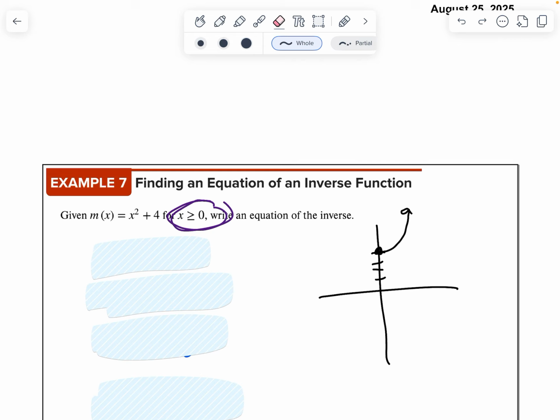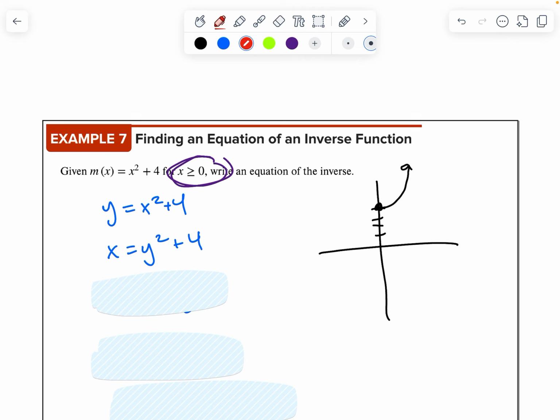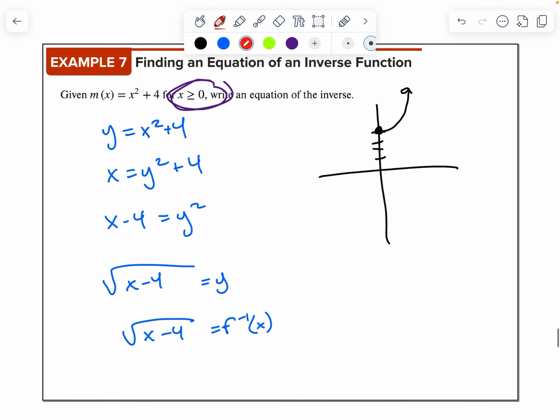So now that we have something that passes the horizontal line test, we can go and try and find the inverse. We're going to swap m of x with y, interchange our variables, try and solve for y, so subtract 4, take the square root on both sides, change out our y with the f inverse of x. And one thing that I haven't mentioned before is that the domain and range is flipped for these.